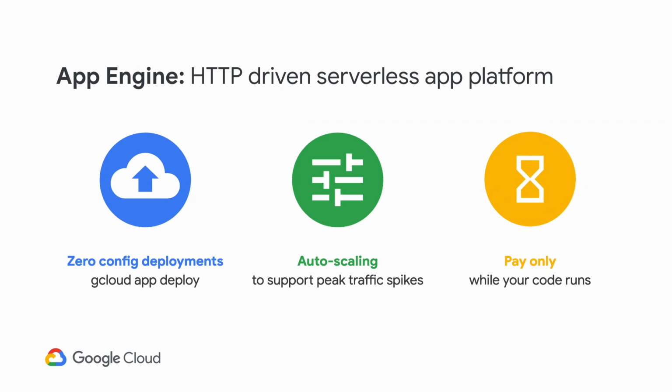App Engine is an HTTP-driven serverless application platform. Historically, App Engine is like the first cloud product that we have. And it's been helping lots of companies and products build applications in an agile manner. Some of the good things about App Engine is that first, it has zero config deployments. So if you don't need to configure lots of things, you can simply bring your code to App Engine by running a command, gcloud app deploy. It will auto scale as well, similar to Cloud Function, and you pay only per use.